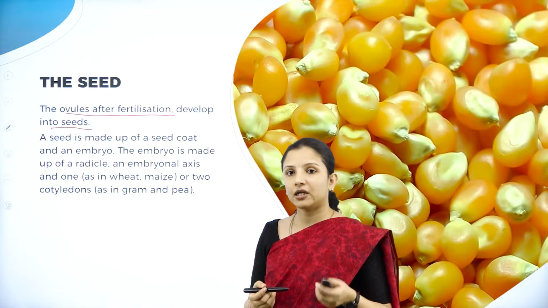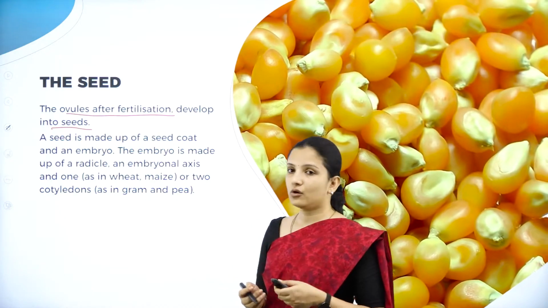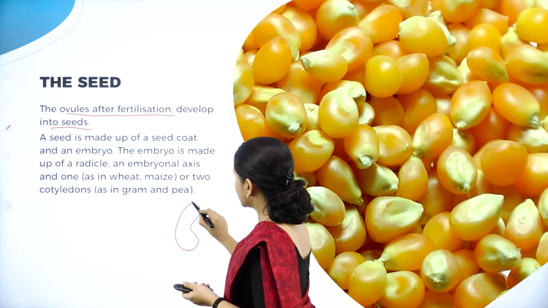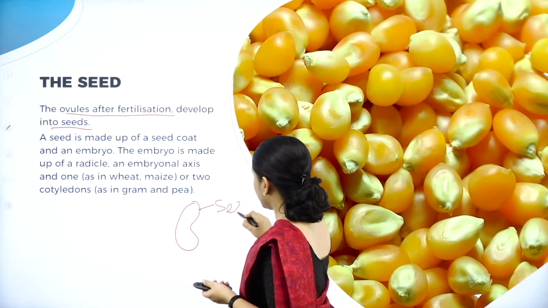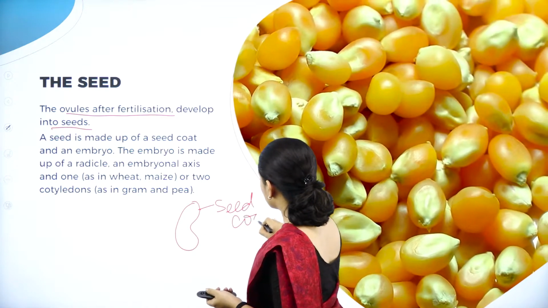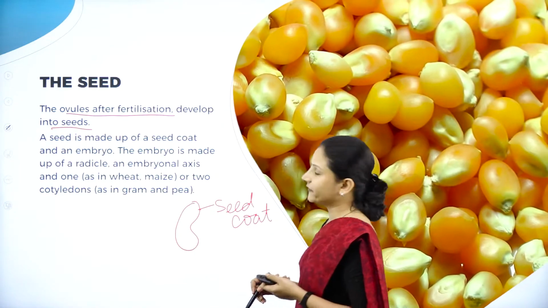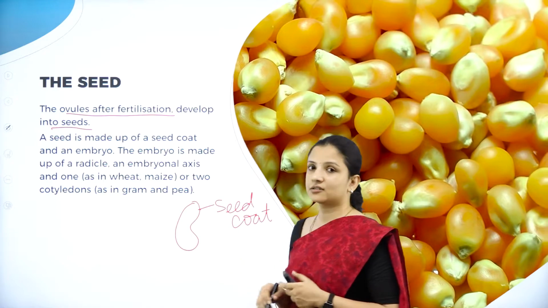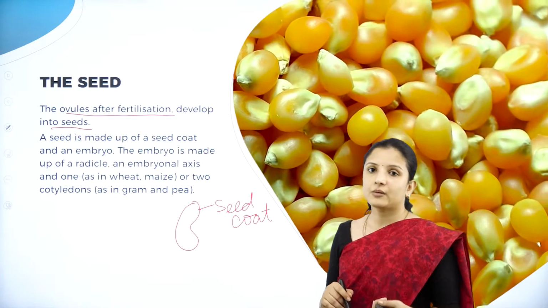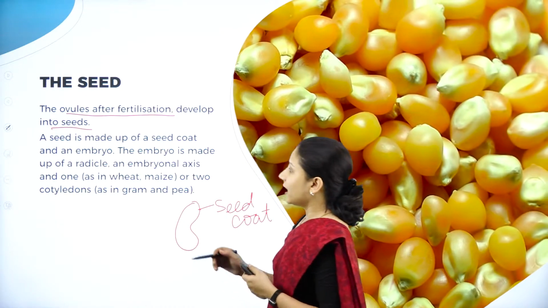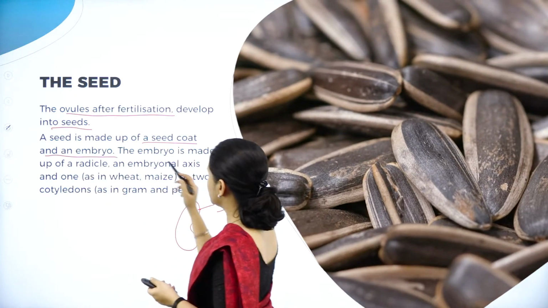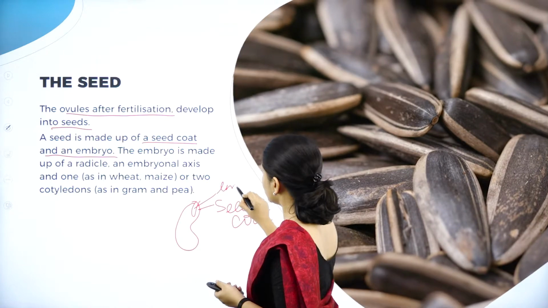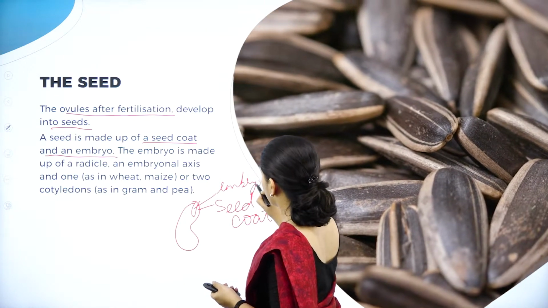So the seed is made up of a seed coat and an embryo. So when you see a seed, outer to the seed is present the seed coat. So the seed coat is also again made up of testa and the tegmen. So the seed coat is the one which protects the inner endosperm and the embryo that is present in the seed. And inner to the seed coat the embryo is present.